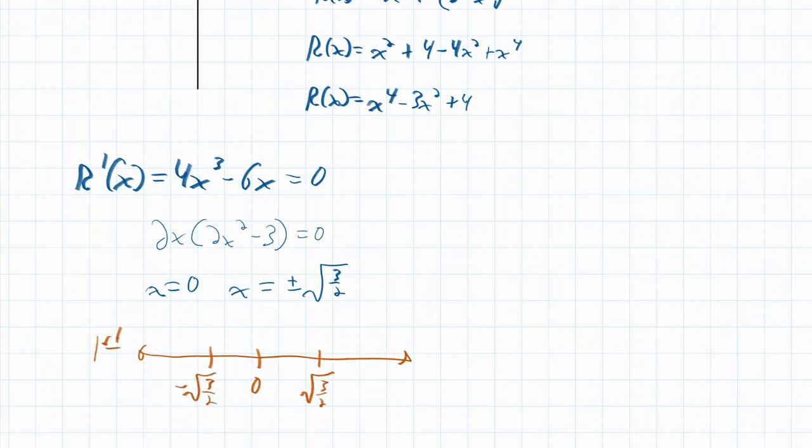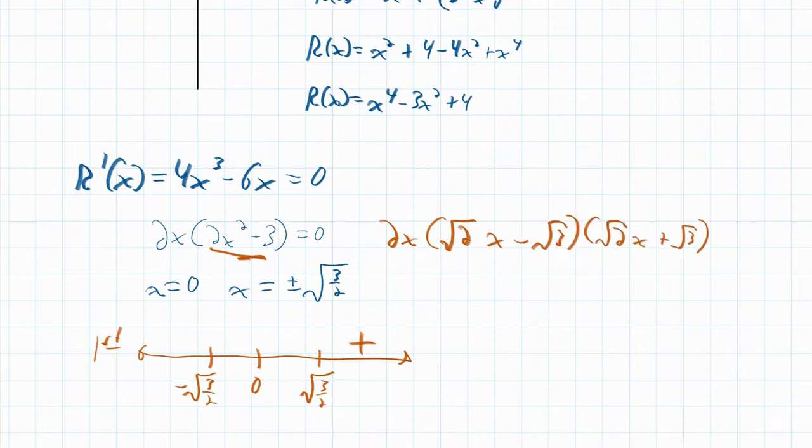Plugging in a super large positive number would give a positive. This would actually factor technically, well, I'll show it anyway. It factors into root 2x minus root 3 and root 2x plus root 3 as different factors, which is where that came from. So crossing over root 3 halves, you'd be getting a negative, then a positive, and then a negative there.